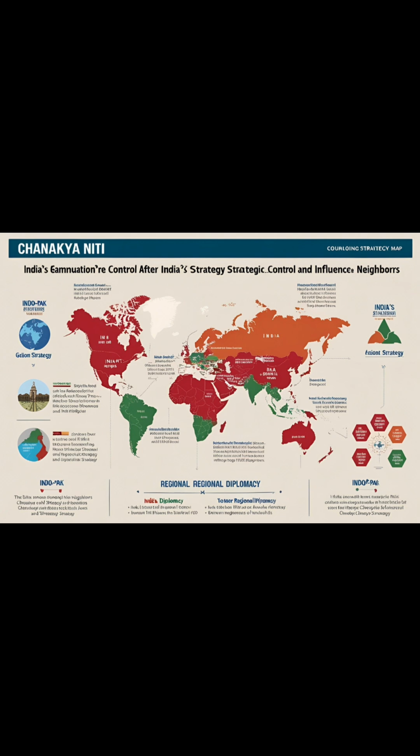To maintain control, pressure, and strategic influence over its neighboring countries using Chanakya Niti and the ancient principles of Arthashastra, India can apply the classic Sama, Dana, Bheda, Danda framework. 1. Sama, diplomacy and soft power. Objective: win influence through alliances, persuasion, and cultural outreach.